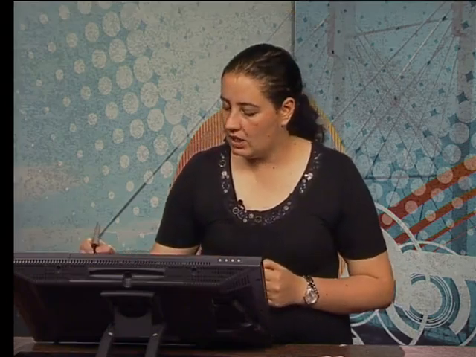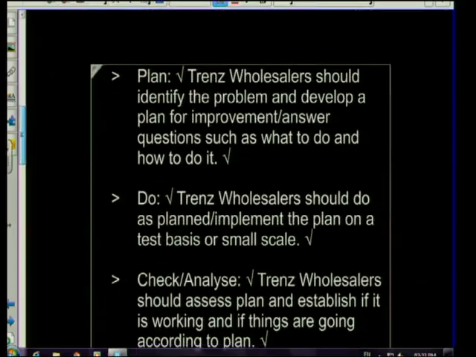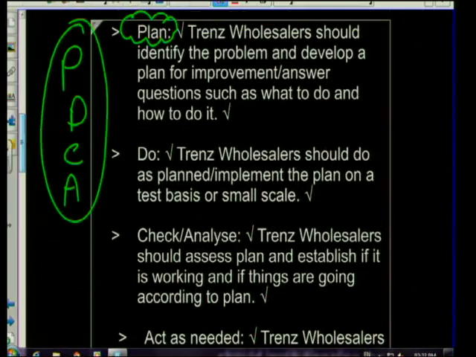There are 4 steps in looking at, and I'm going to change the color so you can see it nicely, a continuous improvement cycle. So first thing that they need to do or implement would be to look at the plan. And an easy way before even going to planning, so this is PDCA. So the continuous improvement cycle, PDCA.